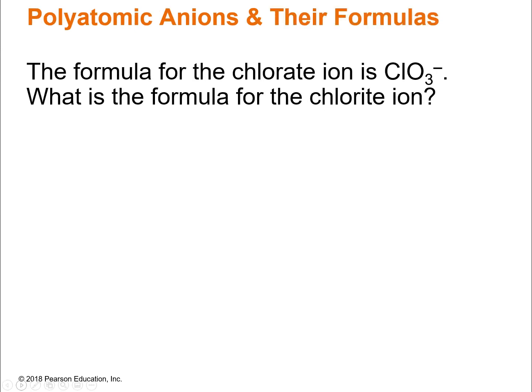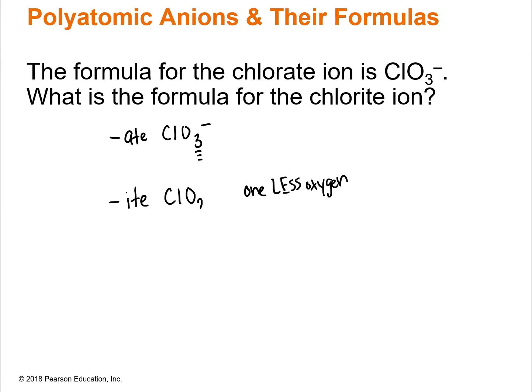Let's do another example. The formula for chlorate is ClO3 minus. What is the formula for the chlorite ion? So ATE is ClO3. ITE should have one less oxygen. So instead of 3, it has 2 oxygens, but its charge is still the same.